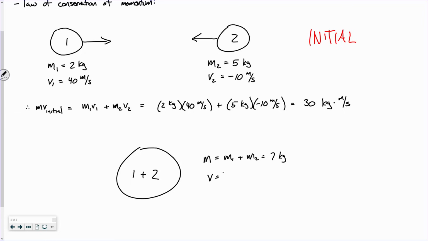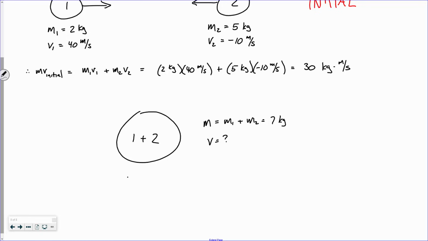And what we're trying to find is the velocity. And we determine that by saying the initial momentum equals the final momentum. So therefore, the final velocity is the initial momentum divided by the final mass, which is 30 kilograms times meters per second over 7 kilograms.